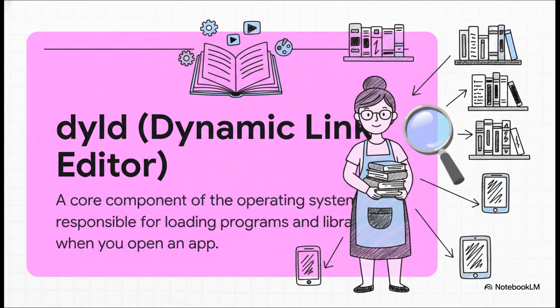Now, where's this flaw hiding? It's deep inside a part of your device's brain called dyld. Yeah, I know, you've probably never heard of it, but it's super important. The easiest way to picture it is like a librarian for your apps. You tap on Instagram, and this librarian, dyld, scurries off to find the main Instagram program and all the little helper programs, the code libraries that it needs to run. It's the thing that makes everything just work.